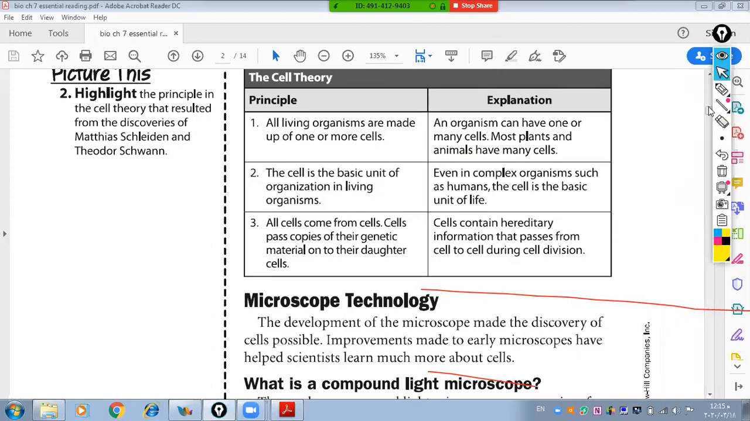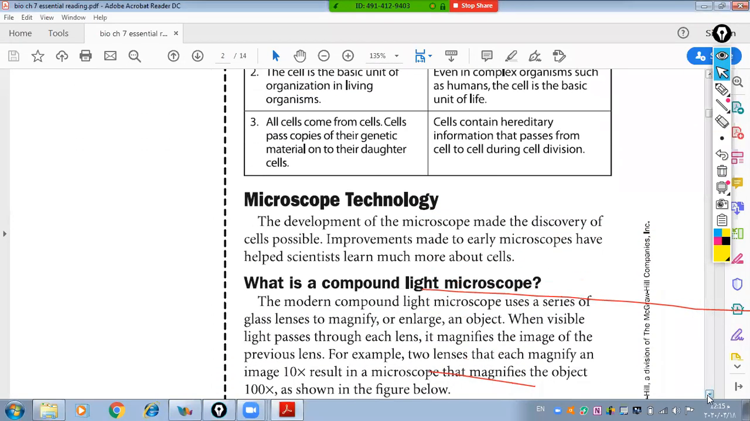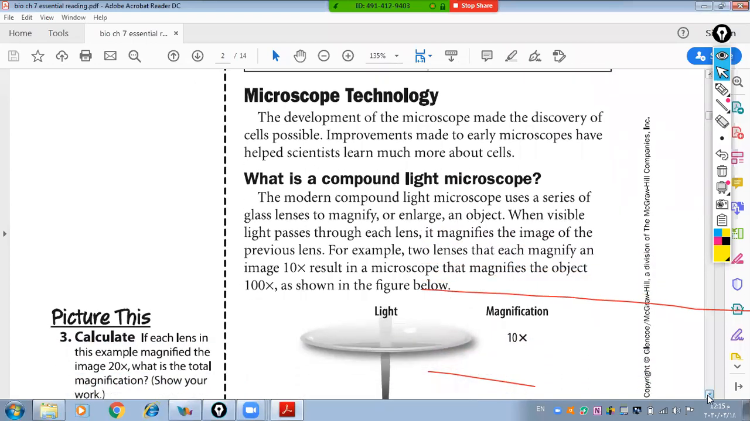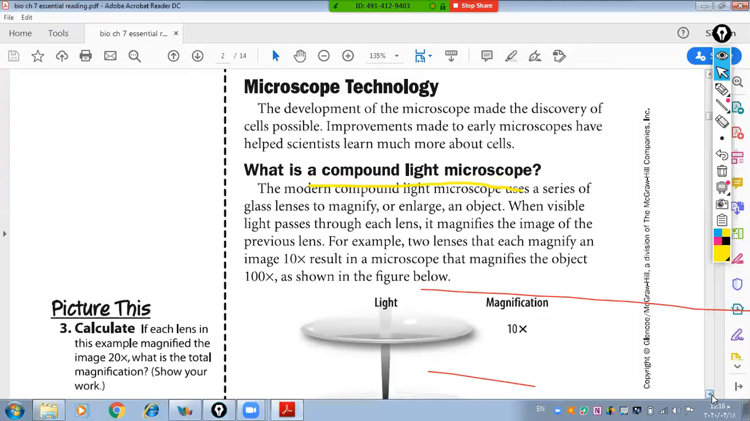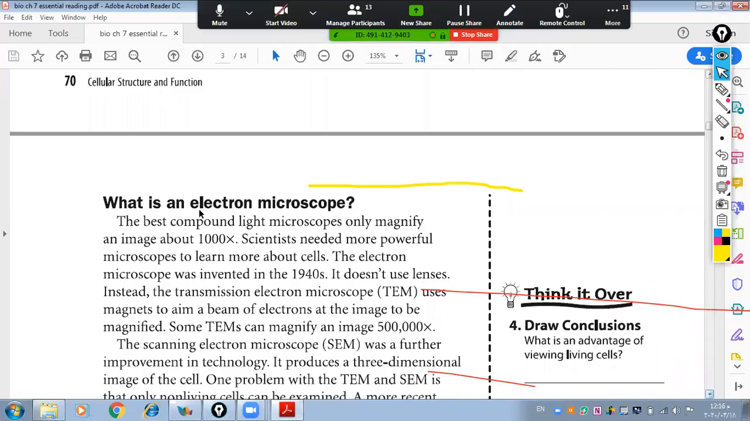Come to the next topic. We'll talk about the microscope. We said scientists use microscopes to examine cells. So we want to know more about the microscope. We have two kinds of microscope. We have the microscope you can find in our lab, which we call the compound light microscope. This is the ordinary one we use in our lab. And the other microscope is the electron microscope.